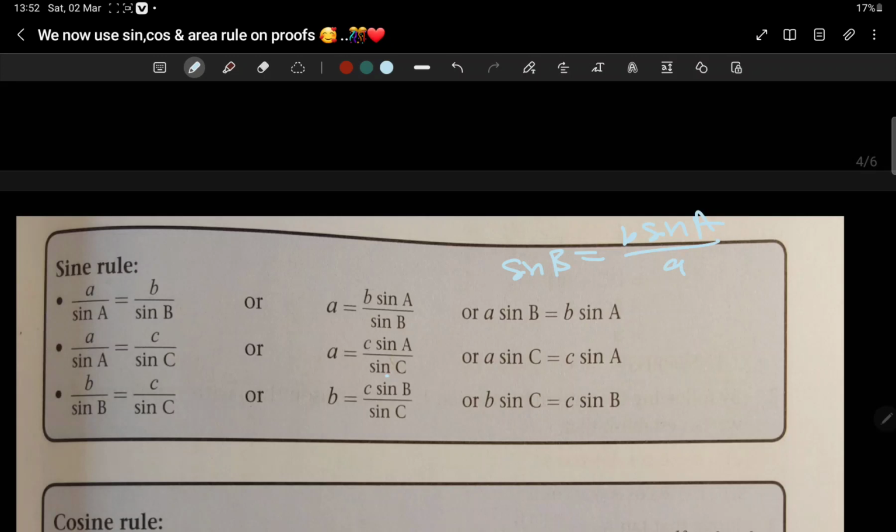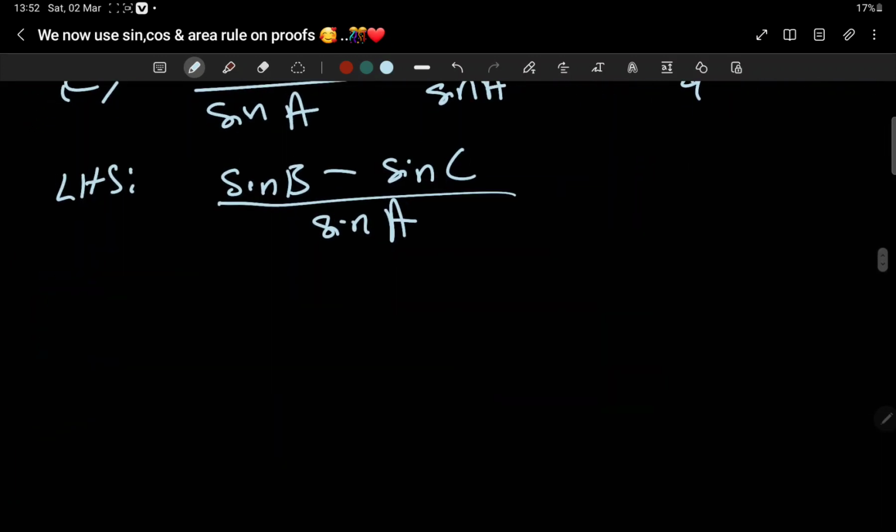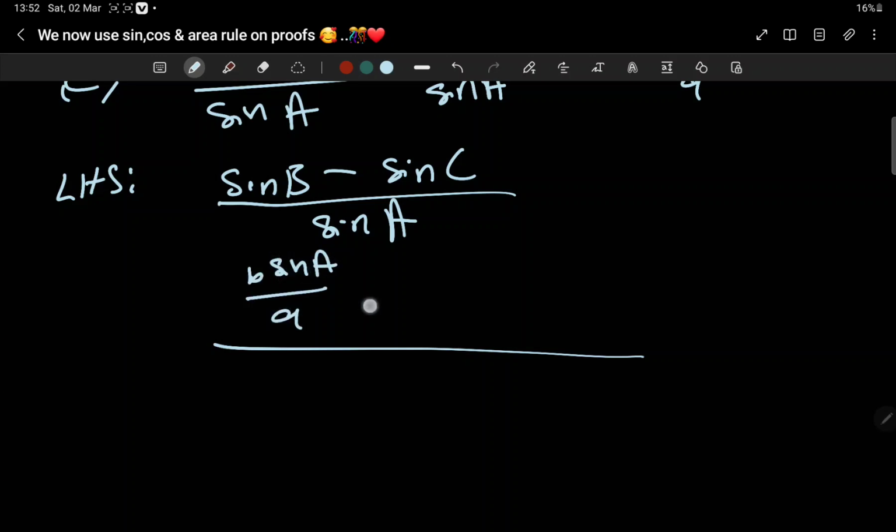You can take it from here. Here it will be simpler. You just divide both sides by a. Then a will cancel a, and you'll have sine B equals b sine A over a. Then you substitute for sine B. This is happening on the numerator. This is b sine A over a minus.